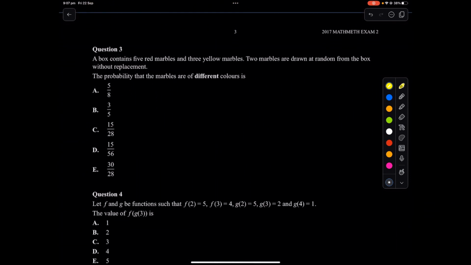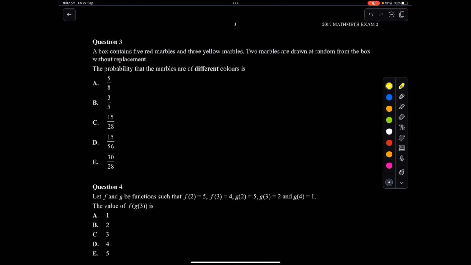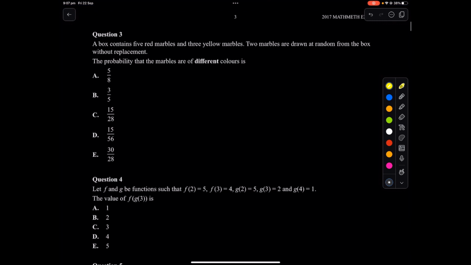Question 3. A box contains 5 red marbles and 3 yellow marbles. 2 marbles are drawn at random from the box without replacement. The probability that the marbles are of different colors is. So if I draw a tree diagram here, with red marbles and yellow marbles, and red marbles and yellow marbles. Okay, what do we know? We know that the box contains 5 red marbles out of 8. So it'll be 3 on 8 here.